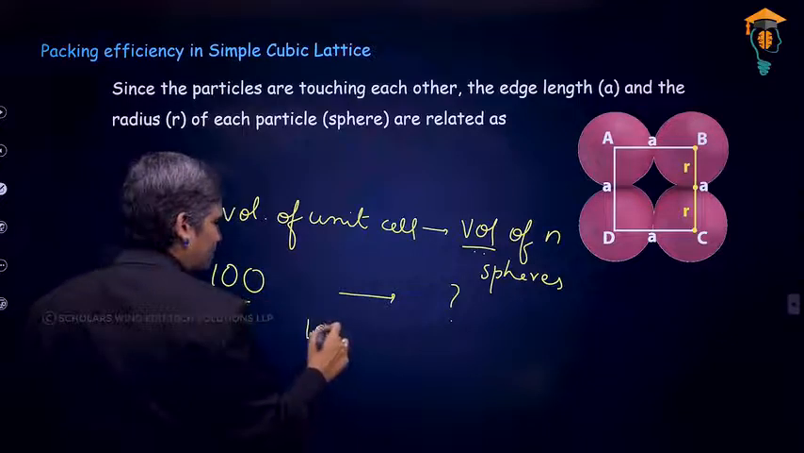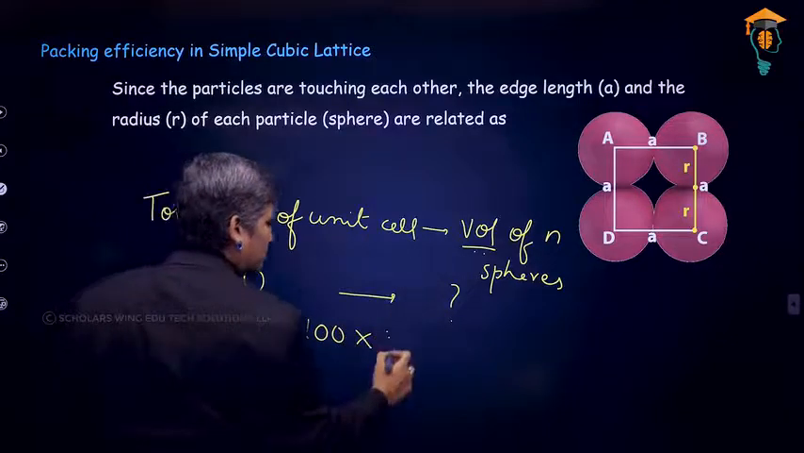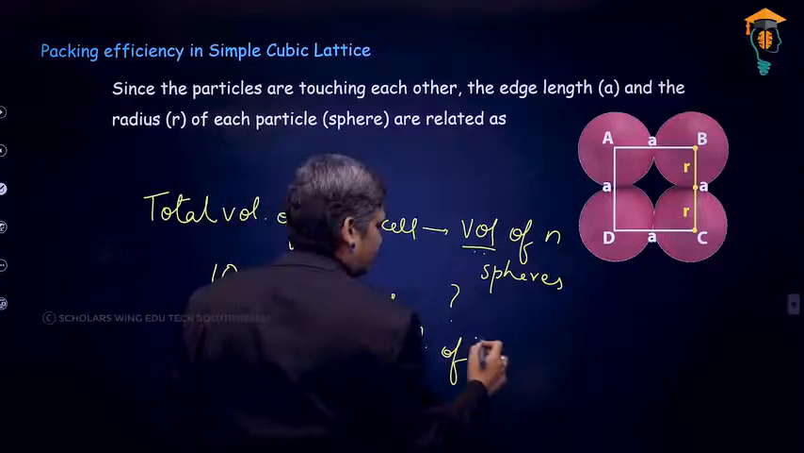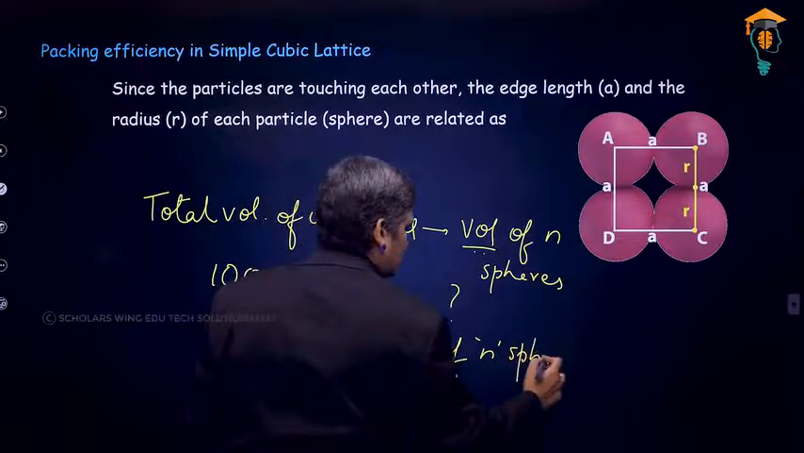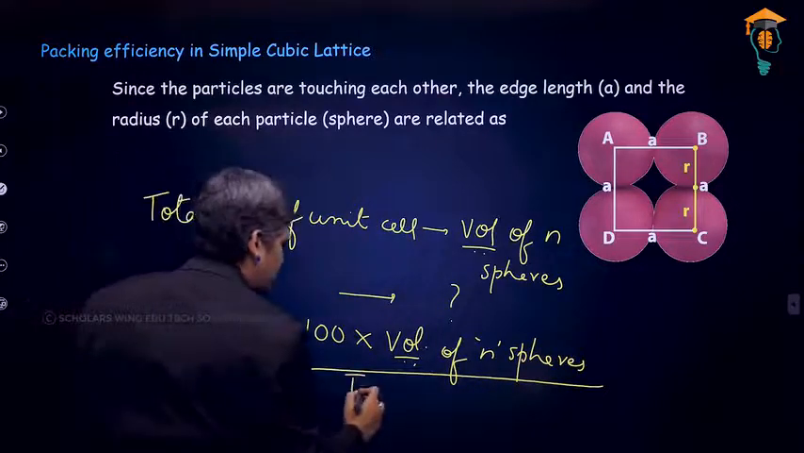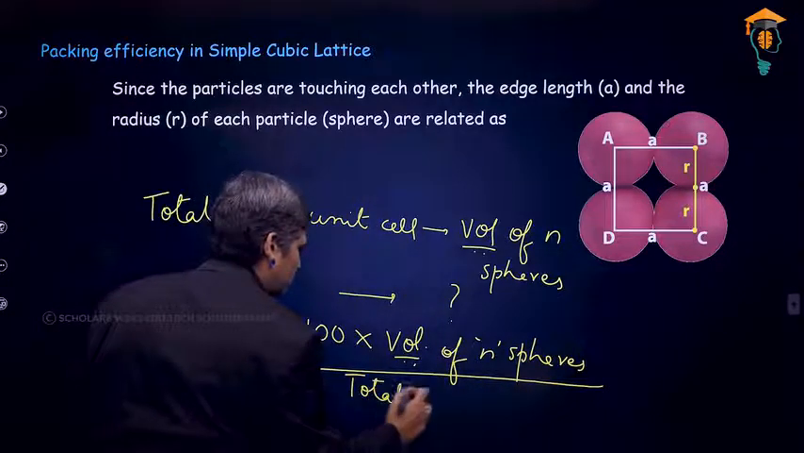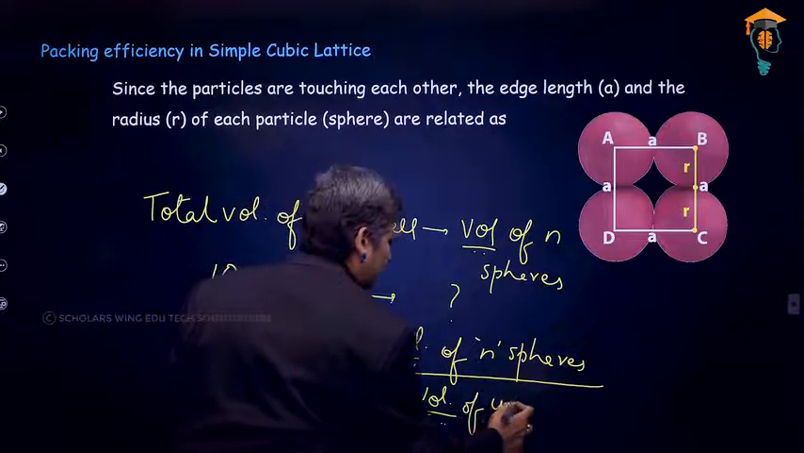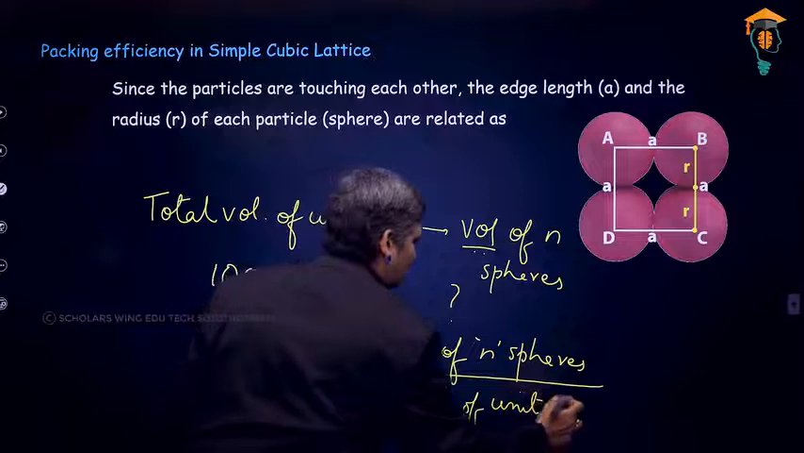100 into this, the volume of n spheres, divided by this one. What is that? Total volume of the unit cell. This is how you get the formula.